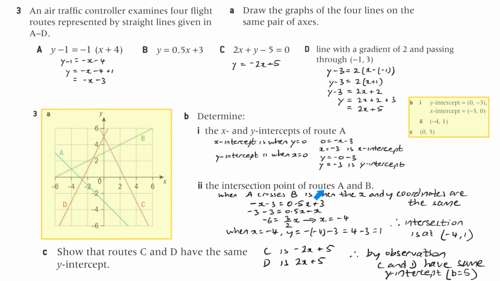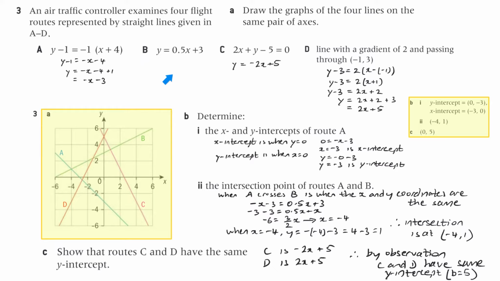2, the intersection point of routes A and B. When A crosses B is when the x and y coordinates are the same. So this is A and B. We're trying to find that point. Well, at that point, the x and y values are the same. So that means we can equate one with the other. They're both equal to y, so we know at that point these y's are the same.